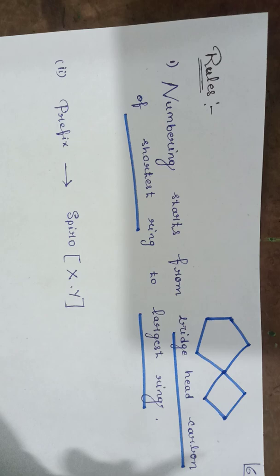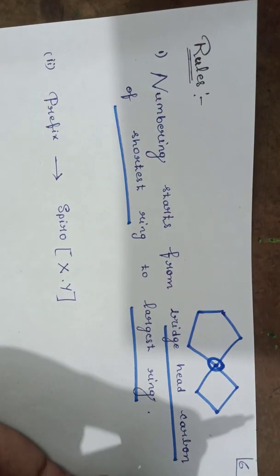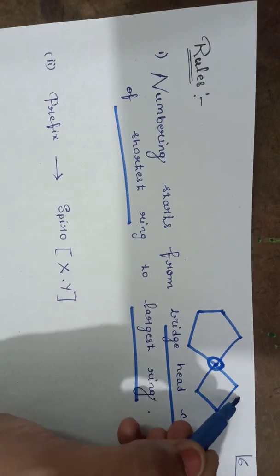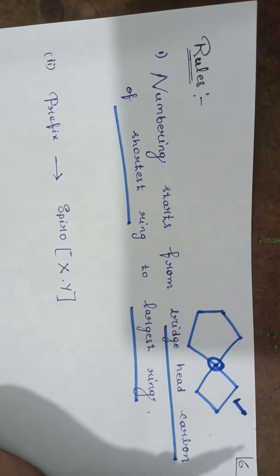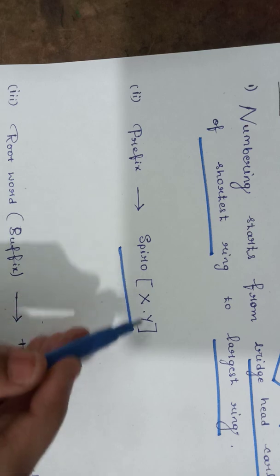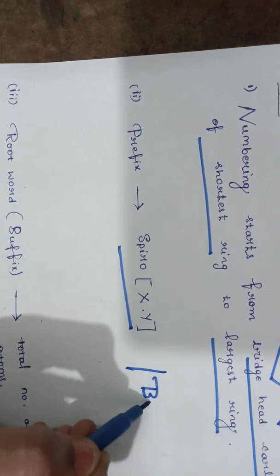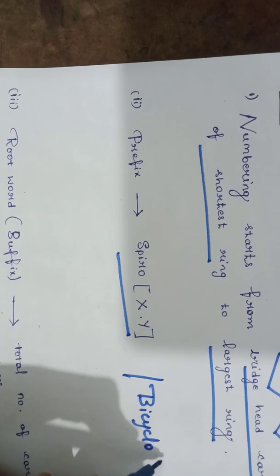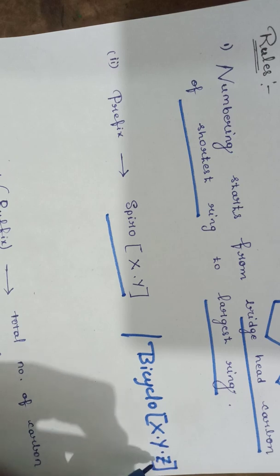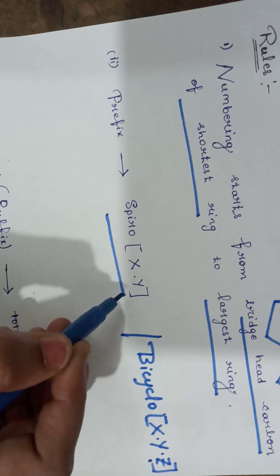For example, if you are having a compound like this, this is the bridgehead carbon. Okay, common carbon. Here we are having a 5-member ring and a 4-member ring. The preference has to be given first to the 4-member ring only. Okay, and here the prefix has to start as spiro XY. In case of bicyclo compounds, the prefix is bicyclo X, Y and Z. There the bridging happens and hence Z is present. Here there is no chance for bridging. That's why there is no Z here.